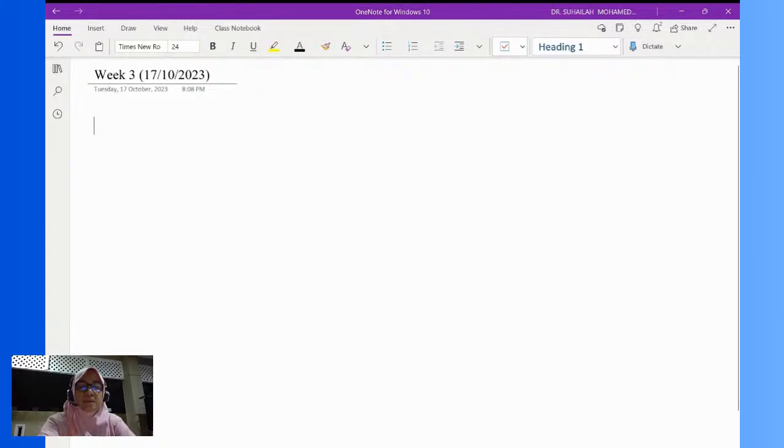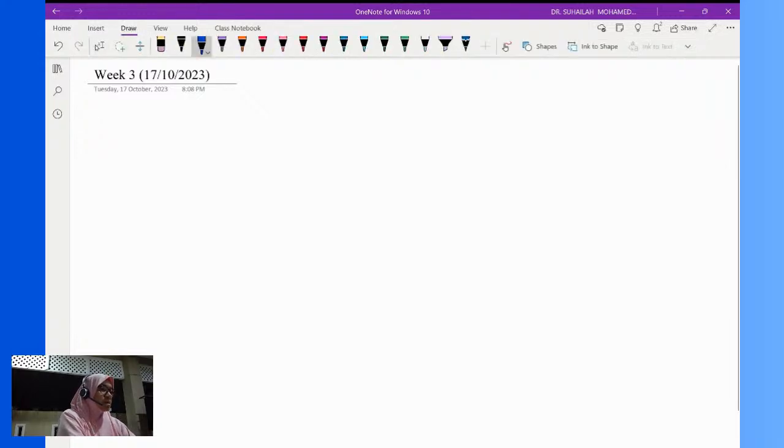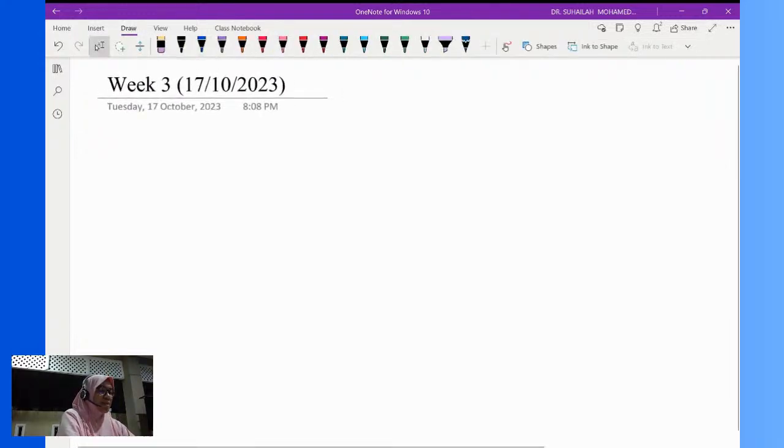Okay, so in this session, we are going to discuss frame analysis, continuing the one that we have done in class today. In class today, you are given this type of frame.